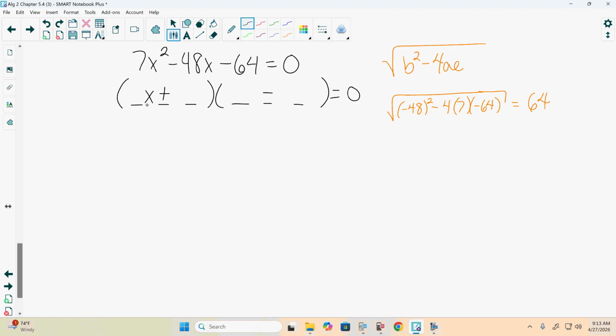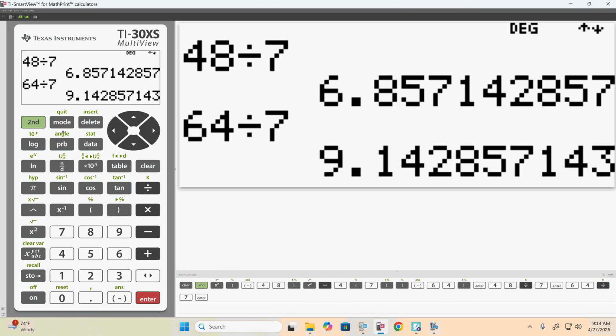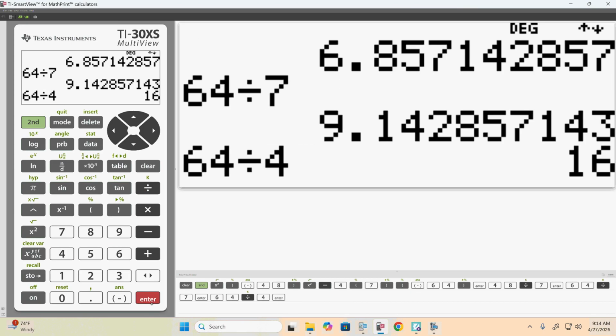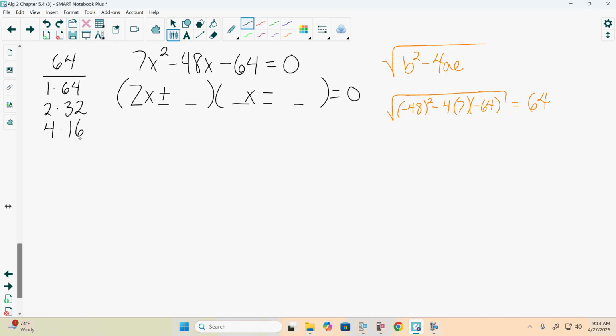Factors of the first term, 7x squared, will be 7x and x, since the only factors of 7 are 7 and 1. Now our factors of 64. 1 and 64, 2 and 32. 3 is not a factor because 6 plus 4 is 10. 4, I believe that is 16. Yes. 4 and 16. 5 is not a factor because 64 is not divisible by 5. Neither is 6. 7 we already saw is not a factor, so it leaves us with 8 and 8.